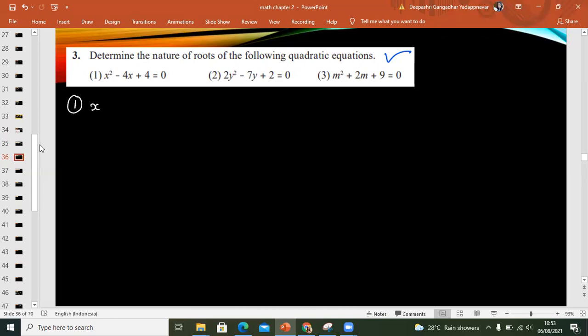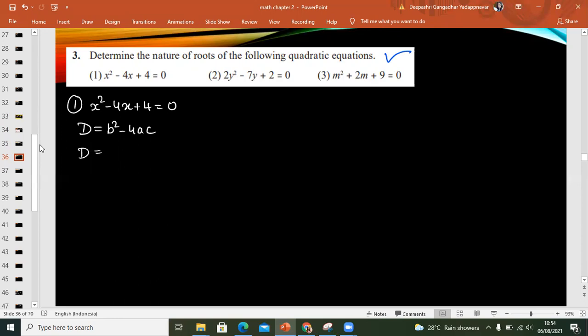First question, x square minus 4x plus 4 equals 0. Discriminant formula, b square minus 4ac. I will suggest you to write the formula every time when you solve the question so that you don't forget it in the exam or when you are solving, because there will be so many formulas you have to study in this class. You might get confused or it may be difficult for you to remember. So every time when you are solving a question, you write the formula and try to apply it.